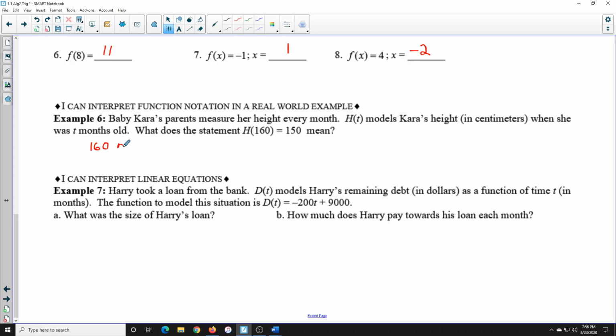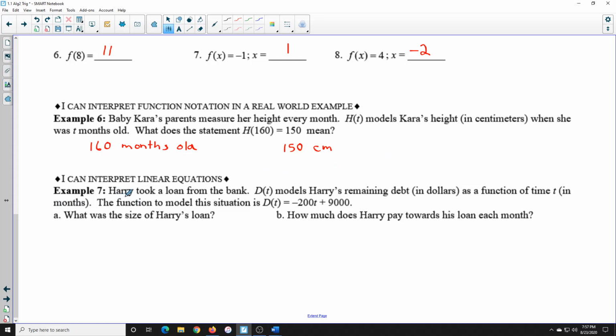160 months. Sorry, it is really hard writing with a mouse. Sorry, 160 months old. And then the 150 is the output. So the output, it tells us, it models the height in centimeters. So the 150 is going to mean 150 centimeters. And that's it.